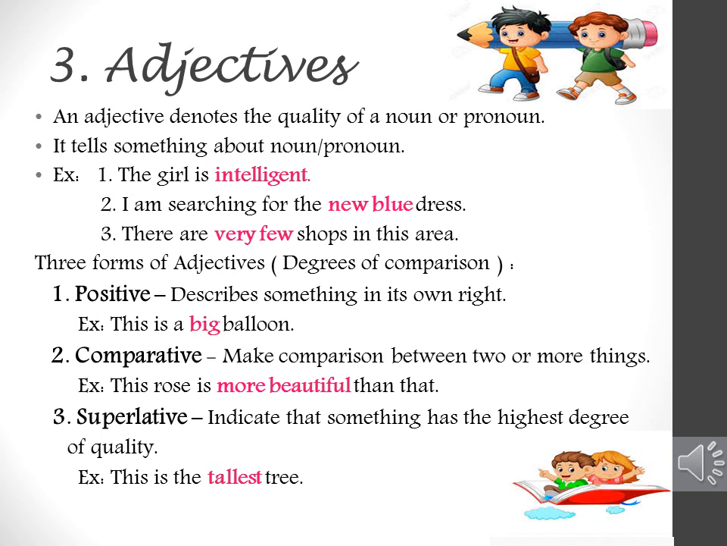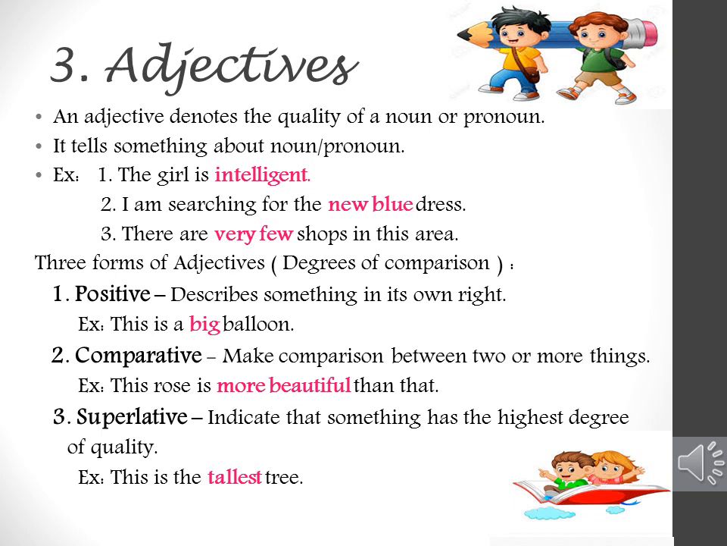I am searching for the new blue dress. There are very few shops in this area. As you can see, the words in red color are describing the nouns and they are adjectives. There are three forms of adjectives, which are also called degrees of comparison: positive, comparative, superlative.